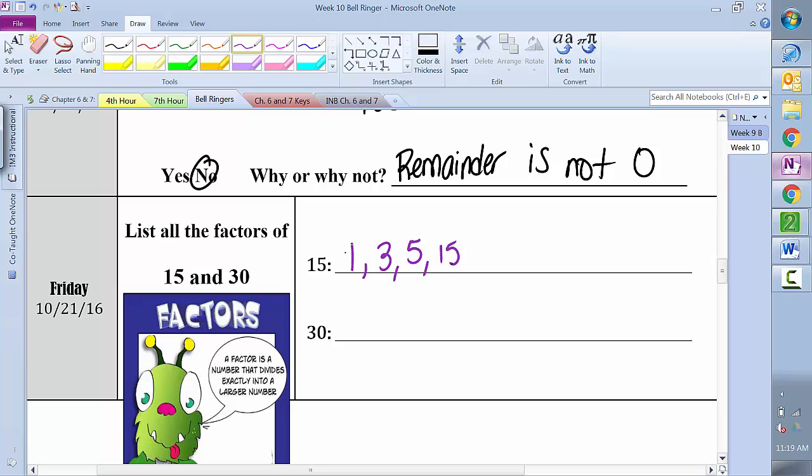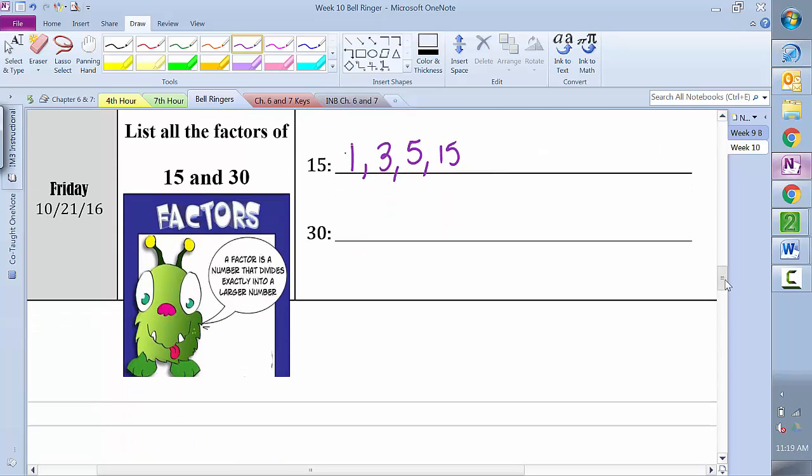The trick for this is you start at the ends. 1 times 15 is 15. 3 times 5 is 15. Those are the only ones that we're going to have here. It closes the gaps.